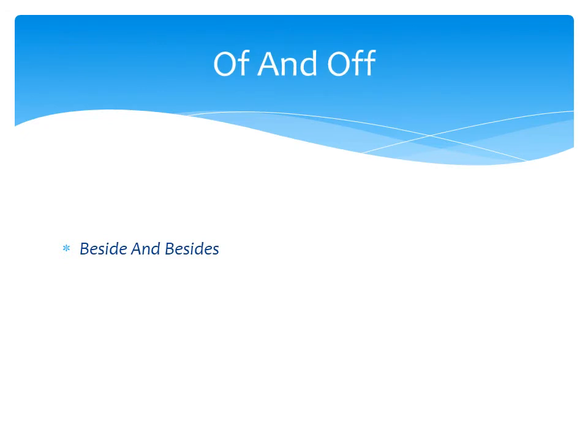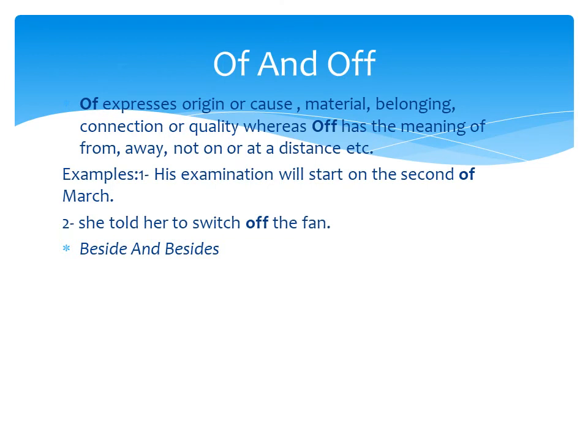Off and off. Off with a single F and off with double F. Off with a single F expresses origin or cause, material, belonging, connection or quality. Whereas off with double F has the meaning of from, away, not on or at a distance. So off is showing us cause, connection and quality. Off with double F is telling us that the thing is at a distance or away or not on.